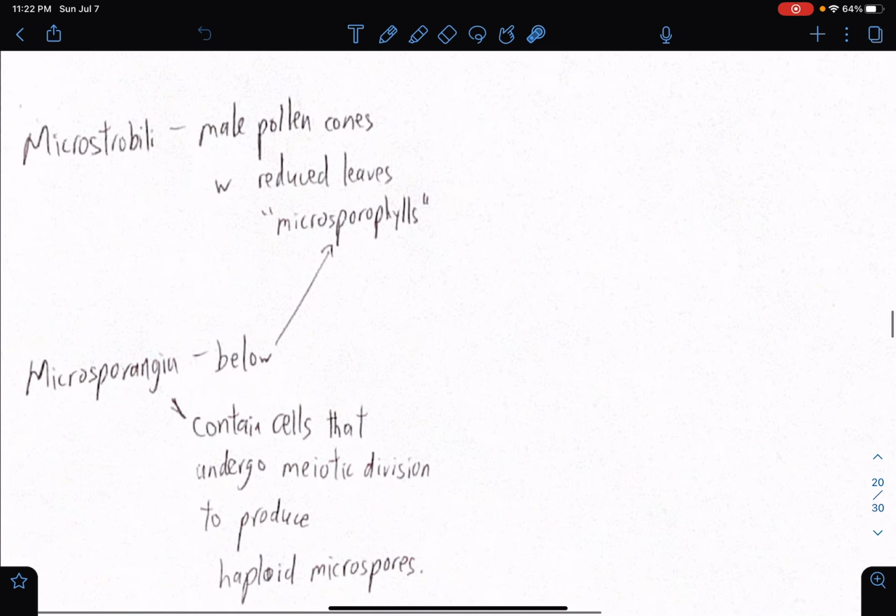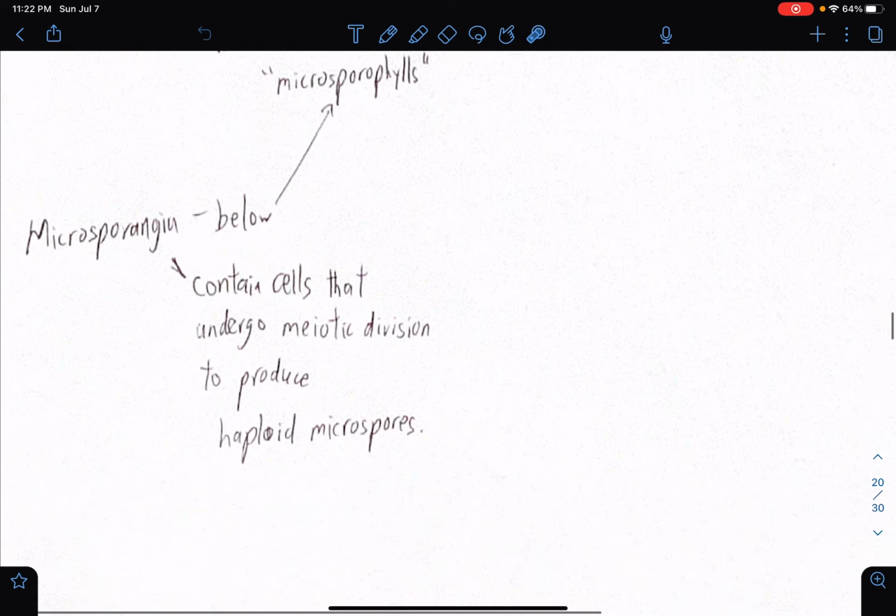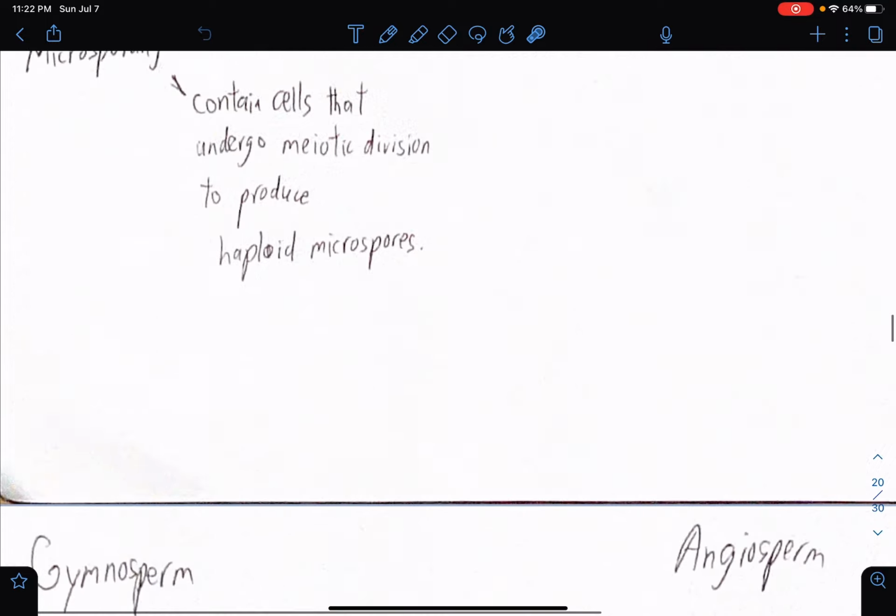So what are microstrobili? It's defined as the male pollen cones with reduced leaves called microsporophylls. The microsporangia is located below the microsporophylls, and they contain cells that undergo meiotic division in order to produce the haploid microspores.